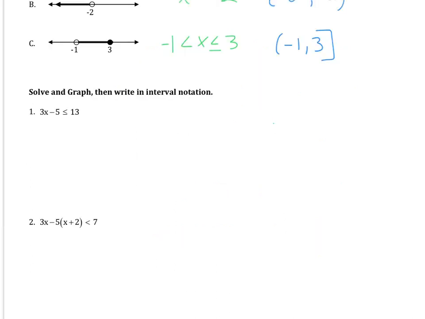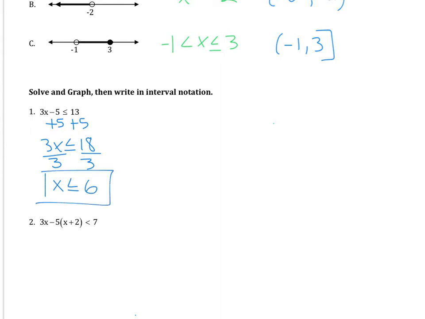Okay, now let's try some where you actually have to solve. So the solving is pretty much like normal. I'm going to start by adding over the 5. 3x is less than or equal to 18. Divide by 3, and we get x is less than or equal to 6. So the solving part I know you can do.